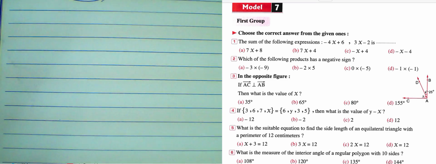Today we'll solve from the Al-Moasser book, model number 7. First question, we have the first group: choose the correct answer from the given ones.